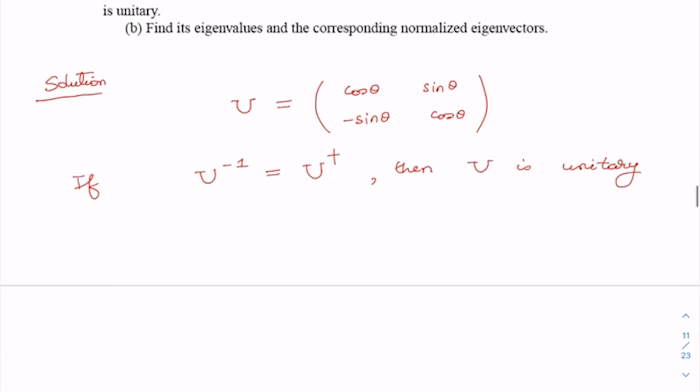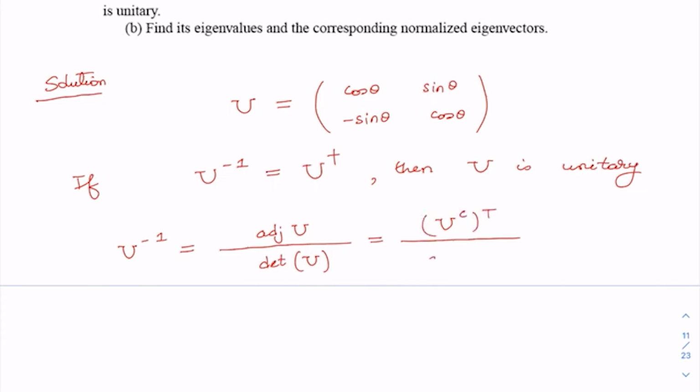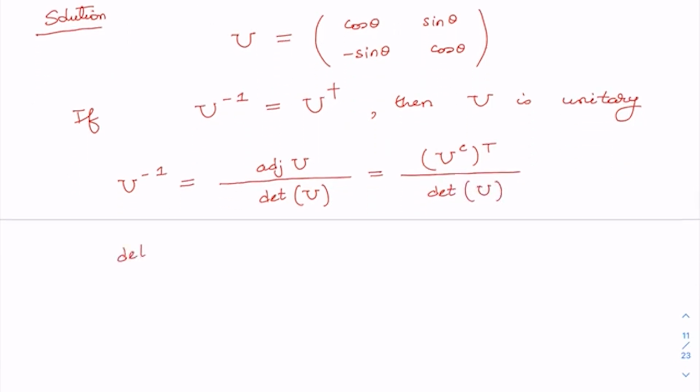Okay, first of all let me find out U inverse. Already we know how to do it, but let me repeat again. U inverse is equal to the adjoint of the matrix U divided by the determinant of U, and the adjoint of U is equal to the cofactor matrix of U, then you take the transpose. The determinant of U is simple to find out. This is cos square theta minus sine square theta, so the determinant is simply 1.